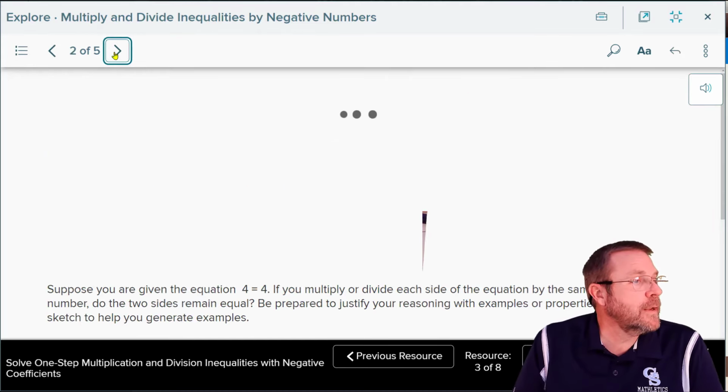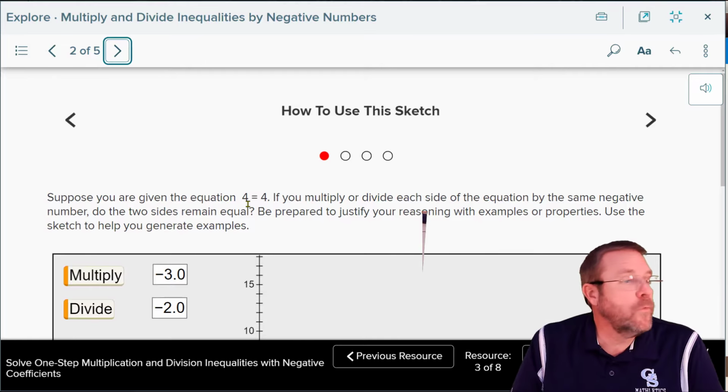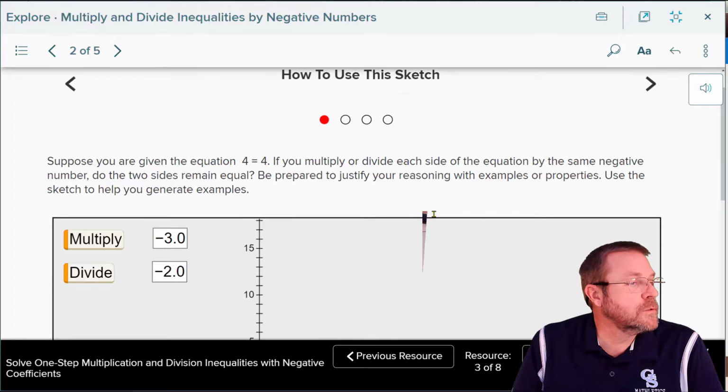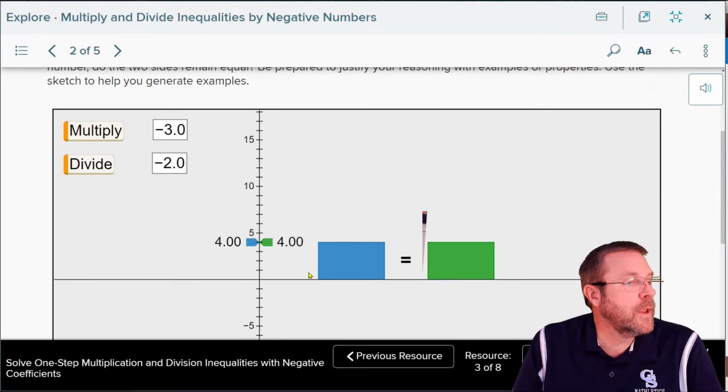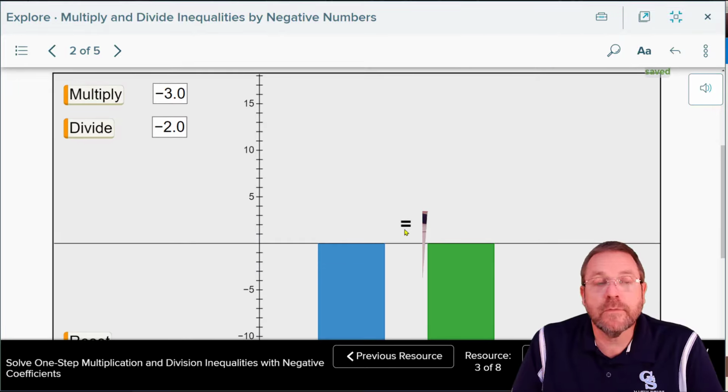Well, let's find out. Suppose you were given the equation 4 equals 4, and you multiply or divide each side of the equation by the same negative number. Do the sides remain the same? Be prepared to justify your answer. So here we have 4 equals 4. If we were to multiply it by negative 3, the sign stays the same.